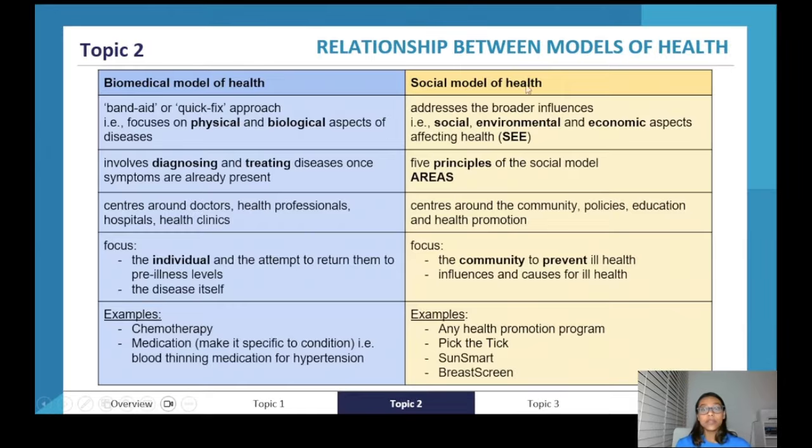Okay, then we've got the relationship between the models. Again, I won't read it all out from here. You've got the very important focus, but also the examples, because you need to have good examples in your responses. But before that, you need the fundamental understanding of the relationship between them. You can't have one without the other, especially the biomedical model. They're two sides of the same coin. You need to have both, and they work in tandem.